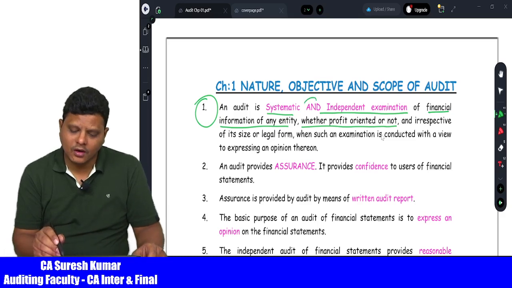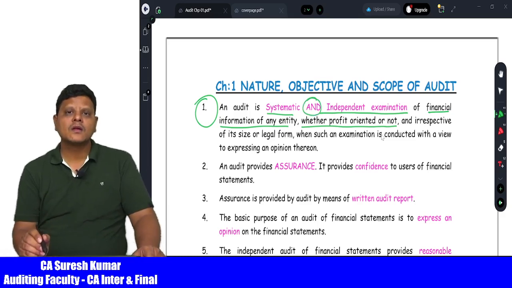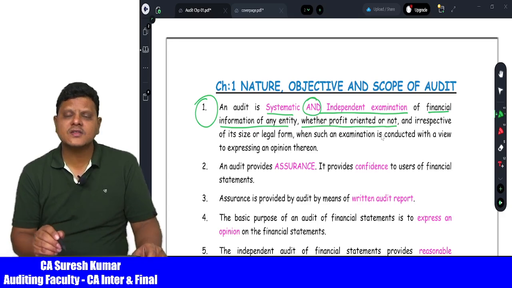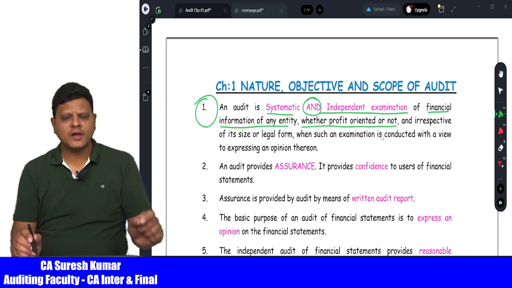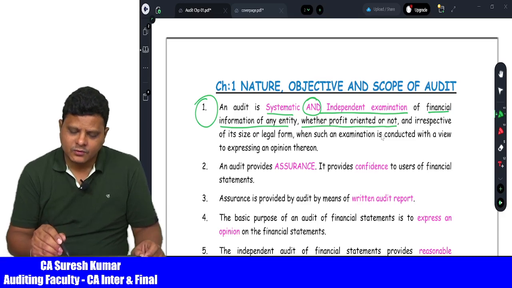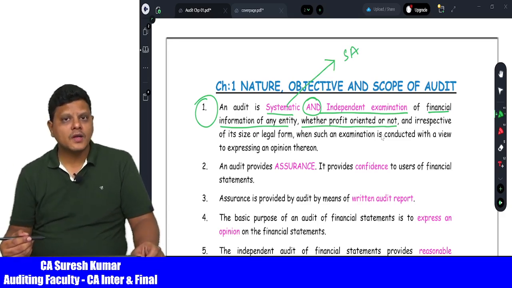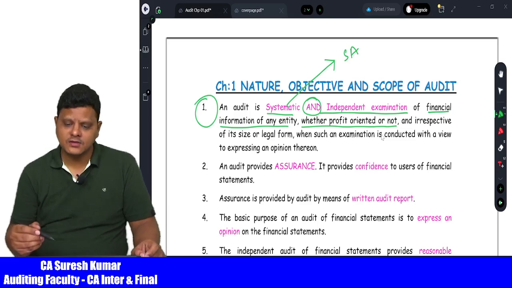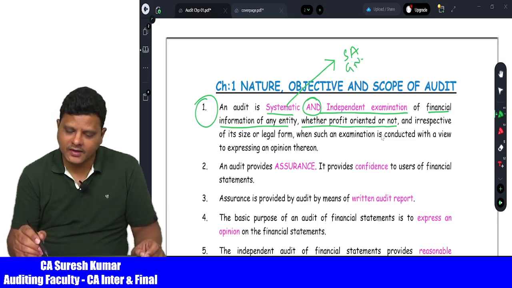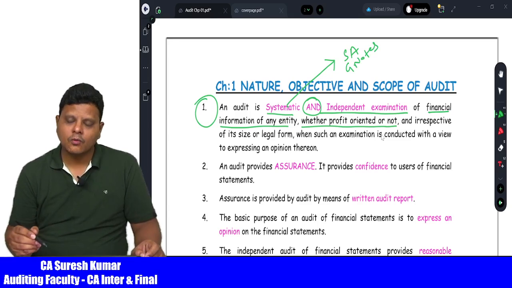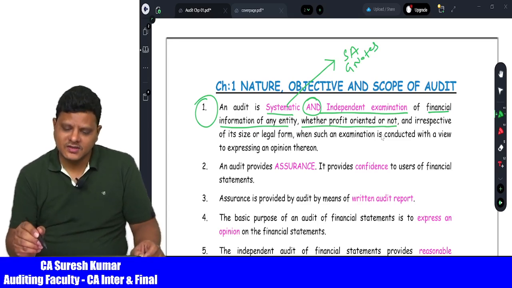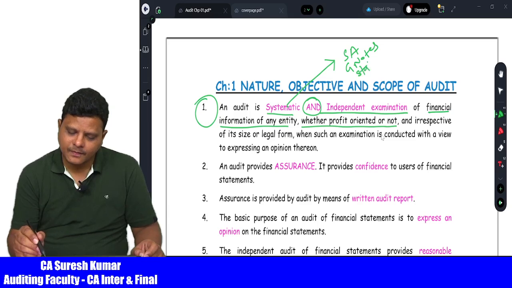There is one word, "and", which means that whenever an audit is carried out by the auditor, the audit should be done systematically. What is the meaning of systematically? Systematically means using the standards on auditing, using the guidance notes of ICAI, and using the statements given by the ICAI.